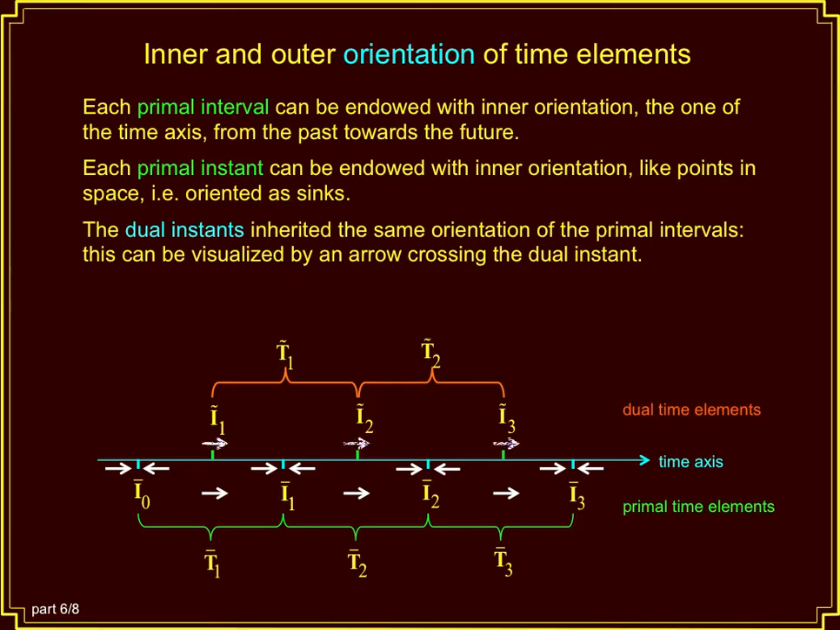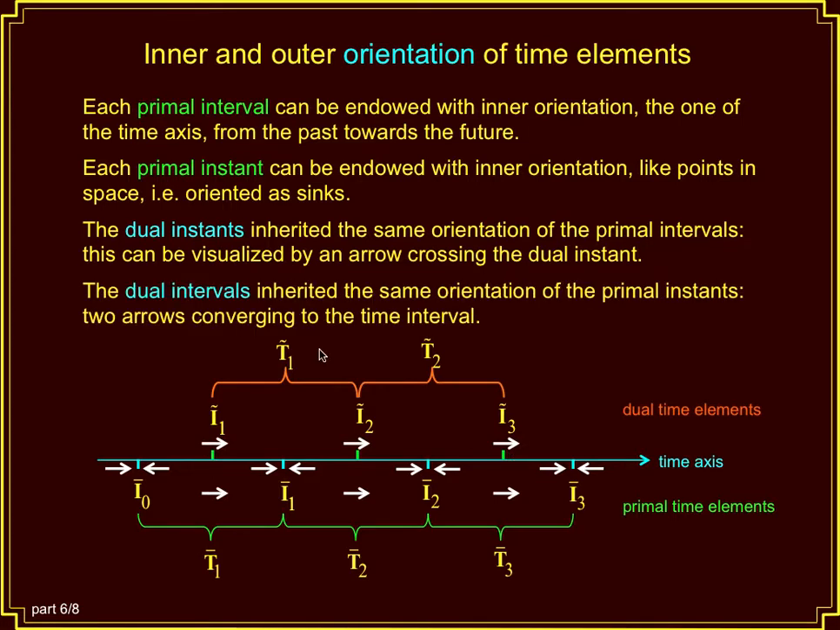The dual instants inherit the same orientation as the primal intervals. This can be visualized by an arrow crossing the dual instants. The dual intervals, here the red one, inherit the same orientation as the primal instants, two arrows converging to the time interval.